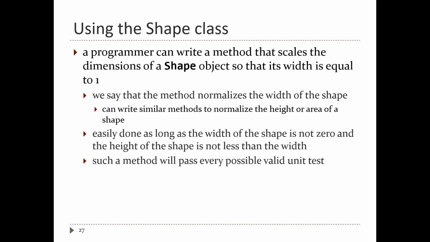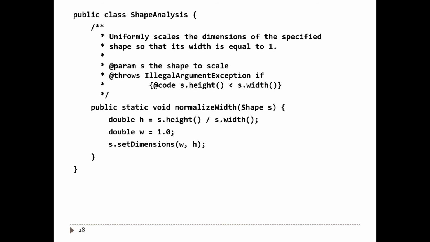It's easy to implement this method as long as the width of the shape is not 0, because otherwise we end up dividing by 0. Similarly, the height of the shape must not be less than the width, otherwise we end up setting the height of the shape to a value less than 1. As long as those two conditions are met, you can easily write such a method, and that method will pass every possible valid unit test that you can write using the contracts from the shape methods width and height.